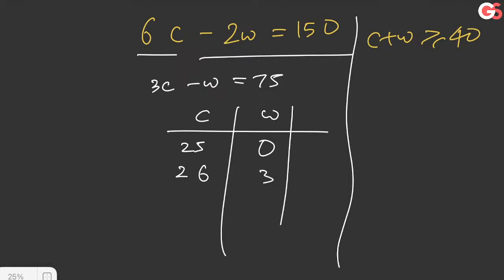तो c plus w यहाँ लिख लेते हैं. ग्रेटर देन 40 होना चाहिए. 25 है, यहाँ 29 है. चार चार बढ़ता रहेगा ये बार बार. ठीक है ना?